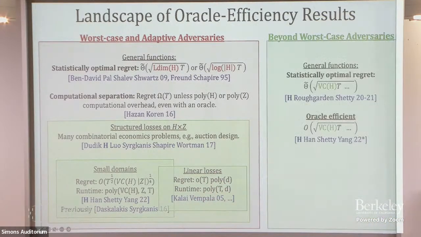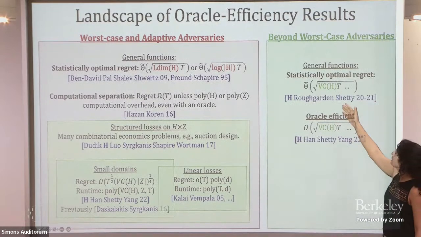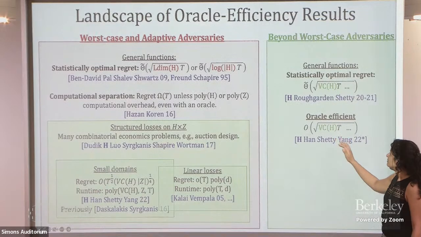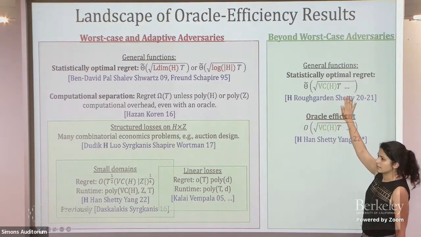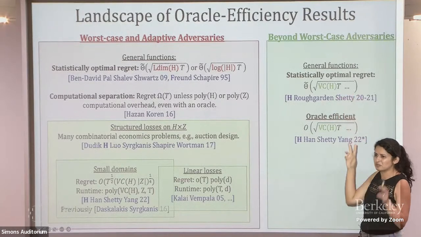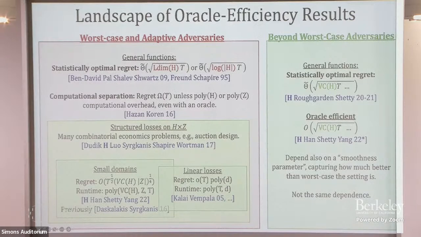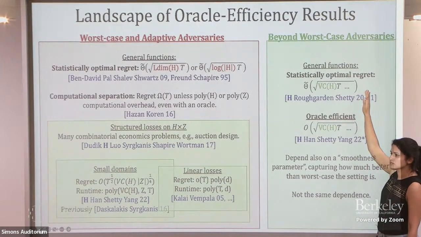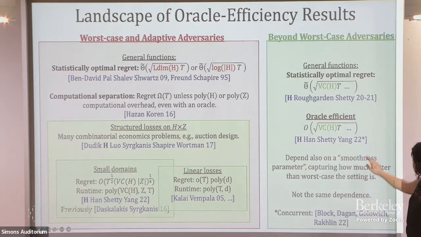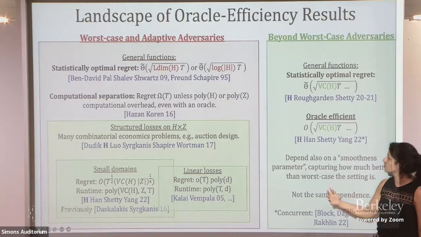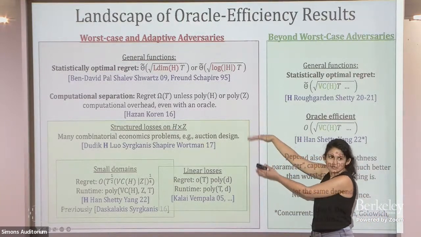Okay. Now, the interesting thing here is that the picture is very different when you go beyond worst case. And we'll talk about what a beyond worst case world looks like. Importantly, there is no significant gap between what is statistically achievable and what you can achieve with oracle efficiency. Both of them are going to be defined by something called the VC dimension and the time step, and something which is about what is a beyond worst case type of adversary, like how much better than worst case you are. This dependence is not the same, but it's interesting that there is no significant gap between the two. There is a concurrent work that also gets this type of result. The regret doesn't quite match ours, but you can still think about both of these works as collapsing this hierarchy and showing that there is no gap.